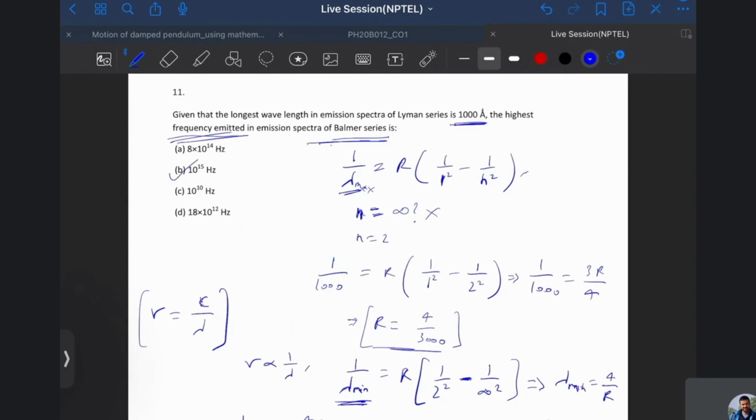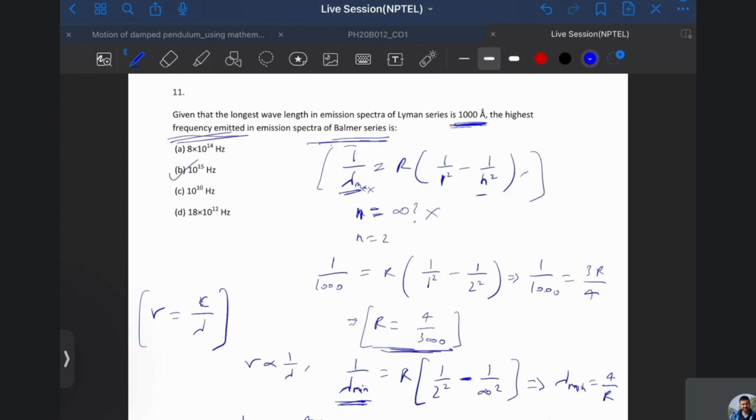So did you understand this problem? First what we did is, here the longest wavelength for Lyman series was given. So we use this formula for Lyman series and we put lambda max, and for maximum we know that the initial state should be 2, right? So we put 2 here and we calculate the expression for R.